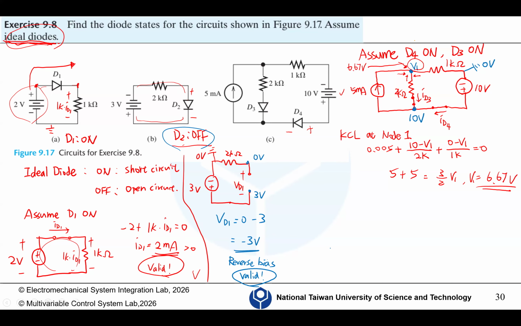So how about the direction of ID3? We can calculate, since we know the voltage difference across this 2K ohm resistor. So ID3 can be calculated as (6.67 minus 10) divided by 2K, which is minus 1.665 milliamp. Therefore, it is invalid.